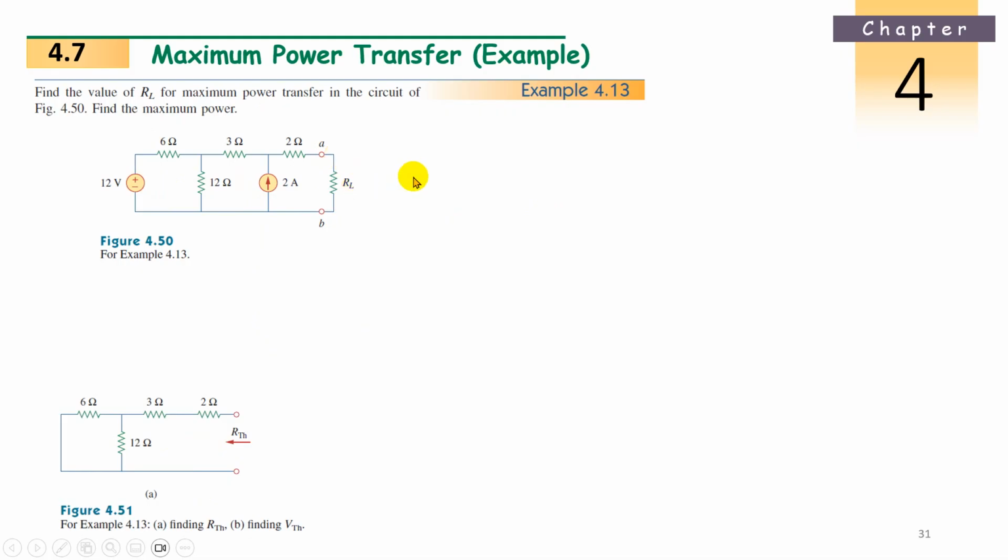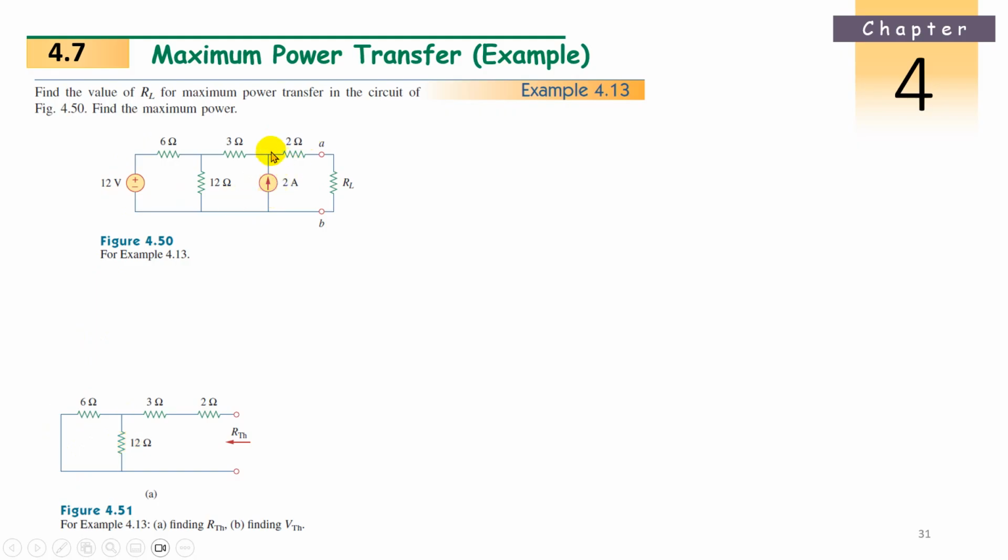Remove the RL. See from this side, from the left to right, we have to just solve this circuit. And for solving the circuit, you have to make the sources zero. Zeroing the sources means the 12 volt source, a voltage source, is short circuit, and a current source is open circuit. So this short circuit is here. Then 6 ohms and 12 ohms will be in parallel.